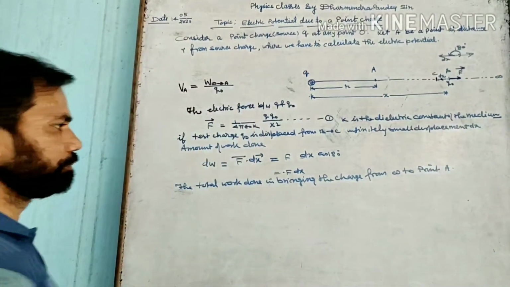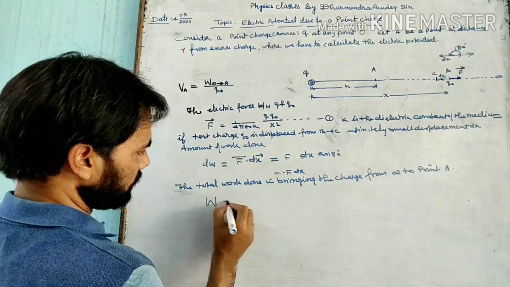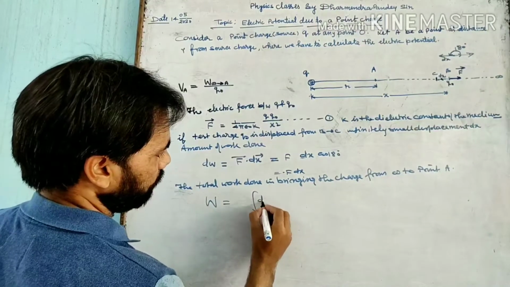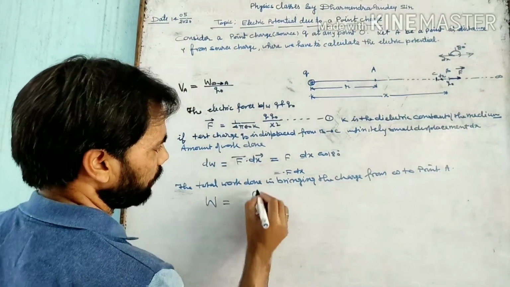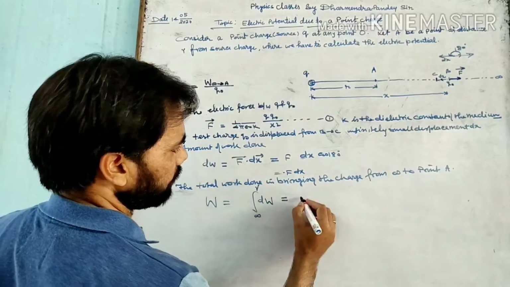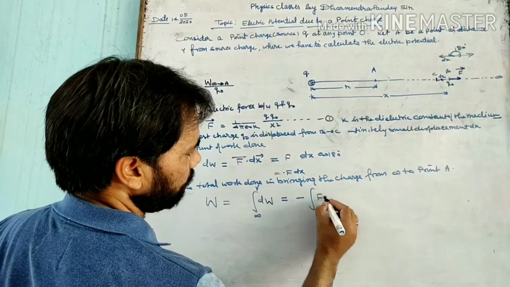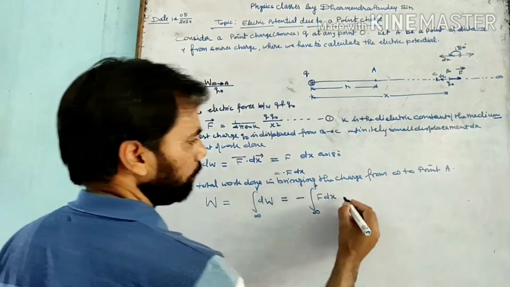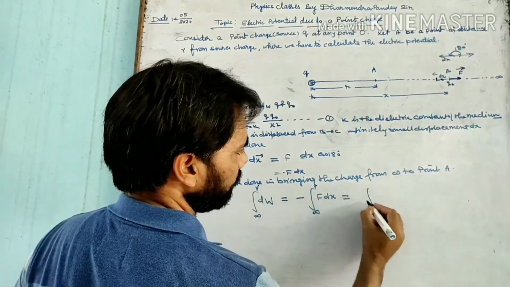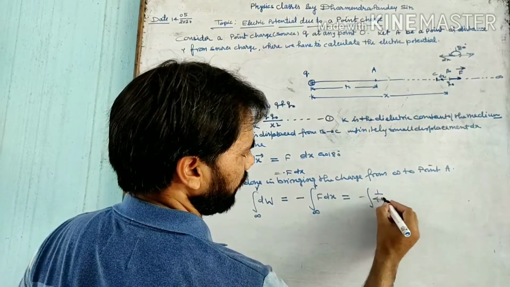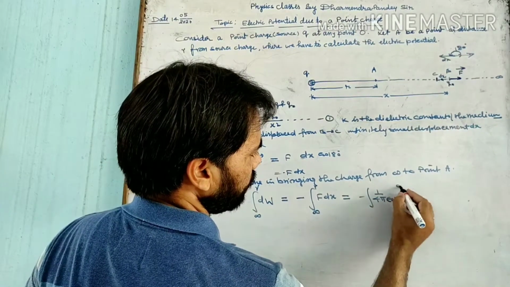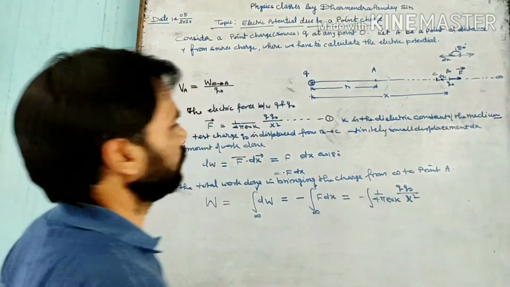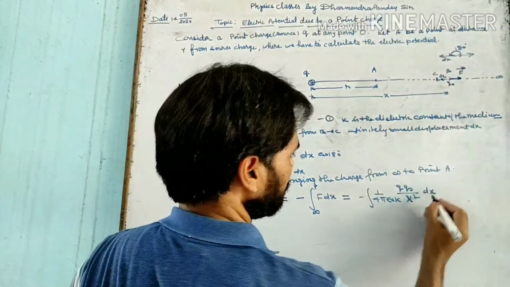अब निश्चित रूप से टोटल वर्क की जब हम बात करें, it is the integral of dW up to limit from infinity to R, and this is nothing but minus F dx from infinity to R. If we put the value of F, we will find 1 upon 4 pi epsilon 0 K Q0 upon x square. Okay, and here is the dx.